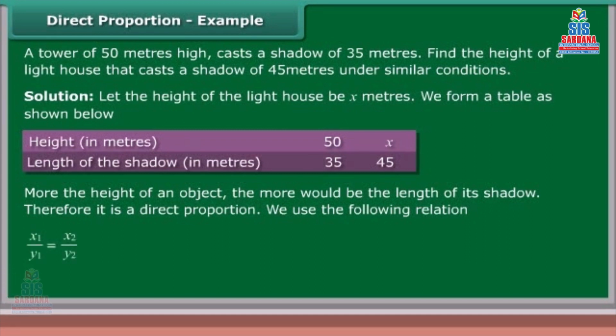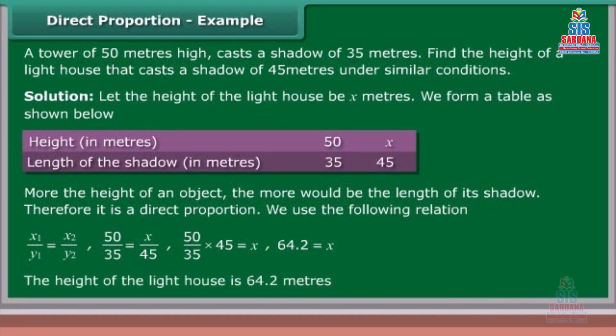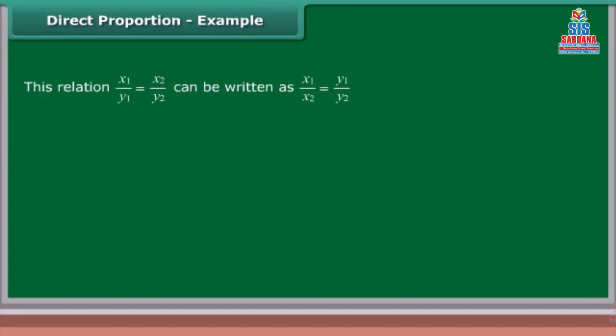X1 upon Y1 is equal to X2 upon Y2. 50 upon 35 is equal to X upon 45. 50 upon 35 into 45 equals X. 64.2 is equal to X. The height of the lighthouse is 64.2 meters.